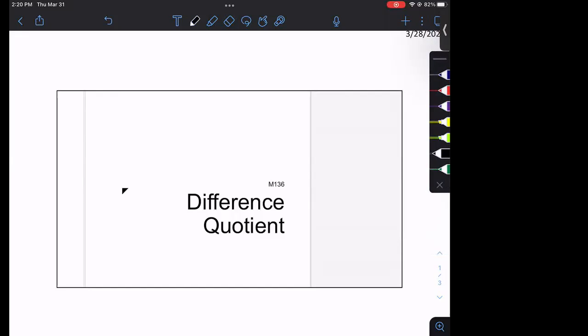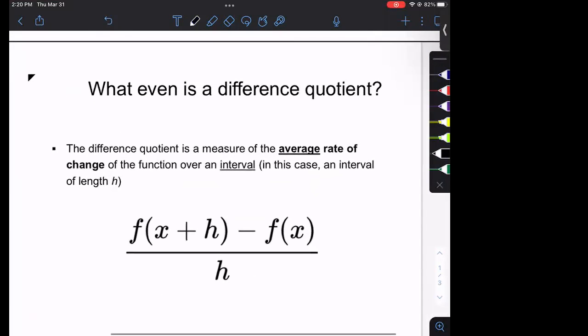So today we're going to look at the difference quotient. Some of you might even ask, what is a difference quotient? A difference quotient is the measure of the average rate of change of a function over an interval. In this case, the interval is going to be an arbitrary length h. So really, the average rate of change just represents the slope. So we're going to find the slope of a function over a specific interval.